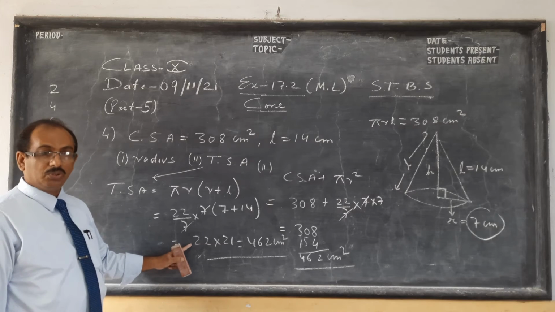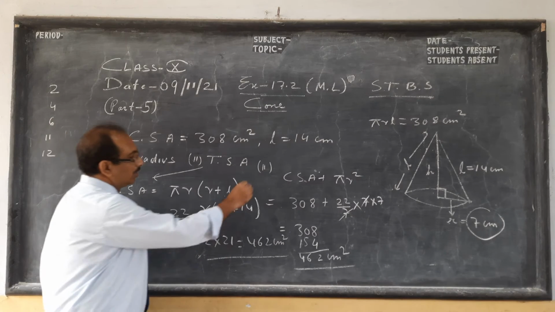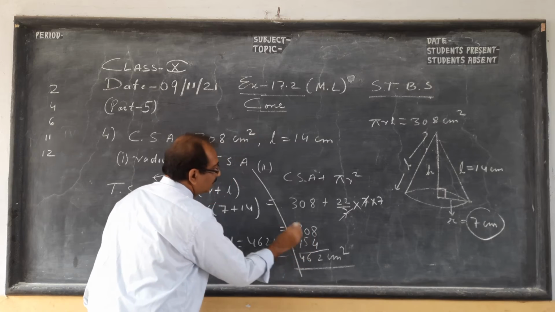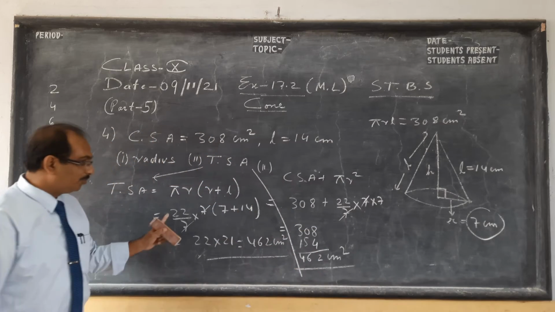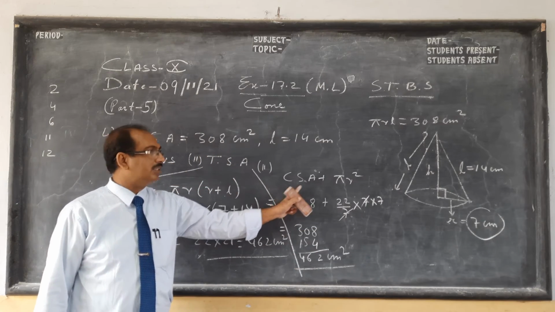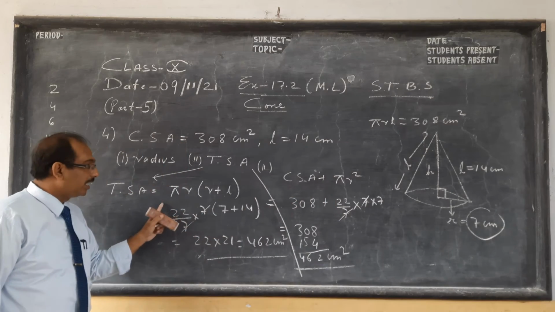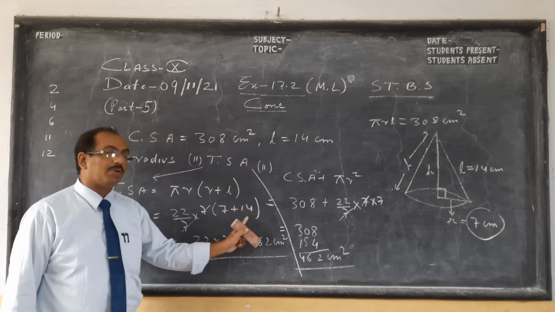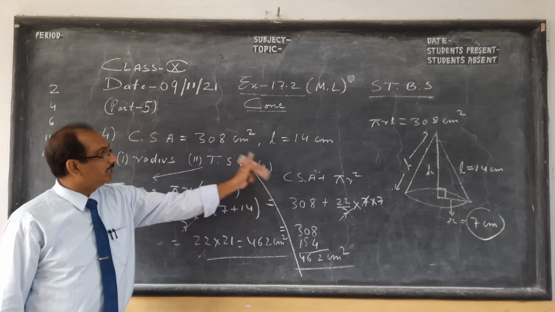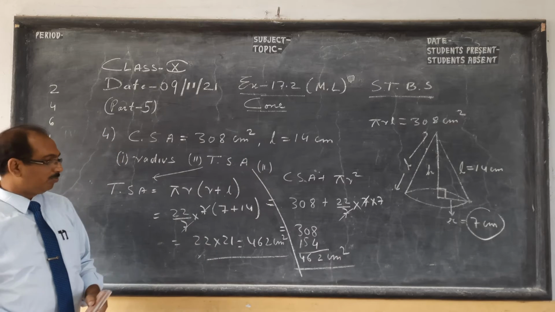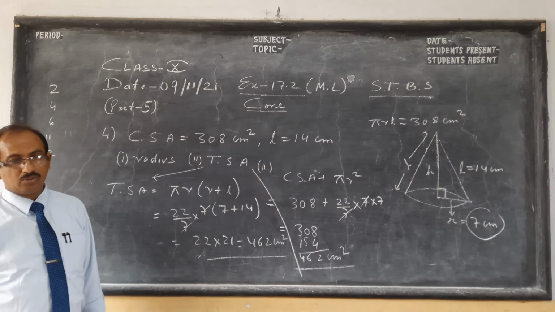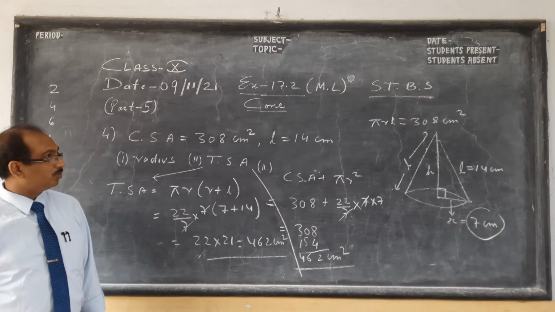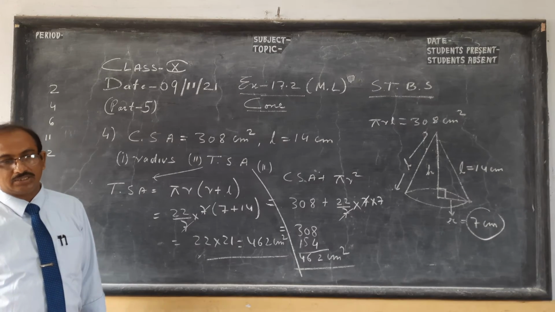So this is another way, but I advise you to do it this way, because we have already got pi r L, just add pi r square, but here we are again finding pi r square plus pi r L. So pi r L is already given in the question. I hope you have understood my point. Kindly pause the video and copy. Then maybe I'll do 1 or 2 more questions before I end today's lesson.